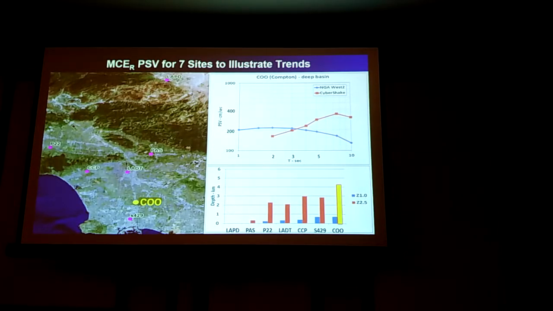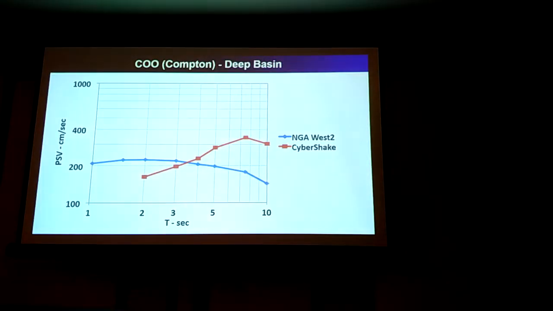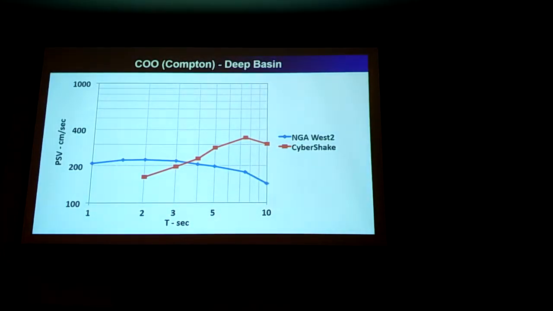So I'm going to pick on this Compton site because this is the one where we had to come up with a procedure that would be acceptable to the structural engineers. Certainly, they weren't going to accept results that were a factor of two greater than what you would get using the traditional approach. And we knew that going in. There were structural engineers on our committee that told us as much.